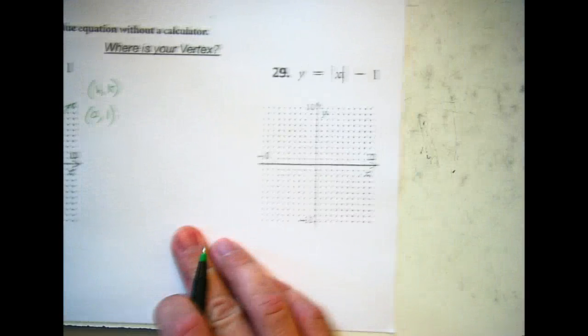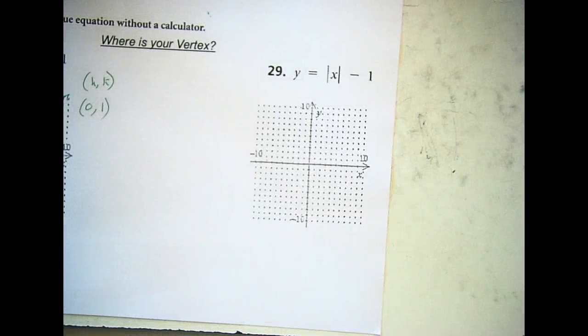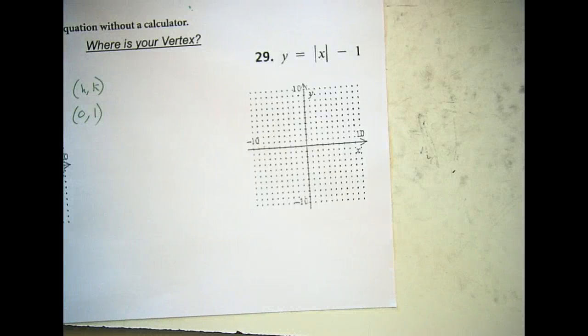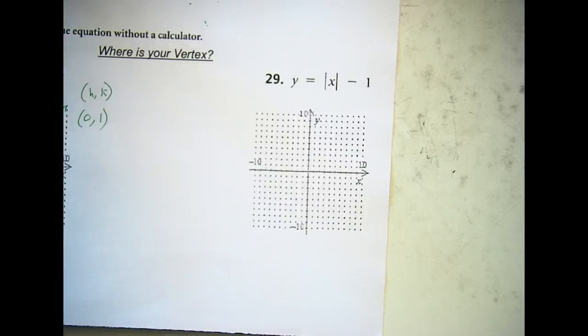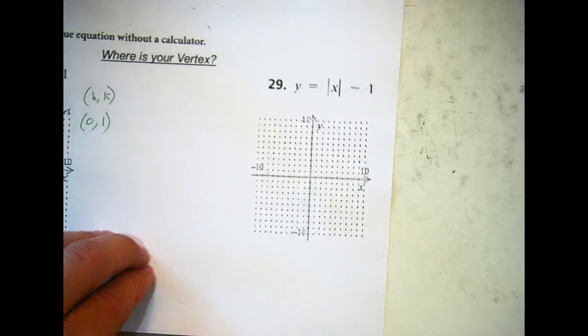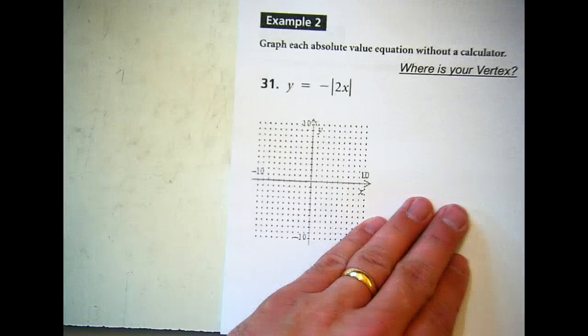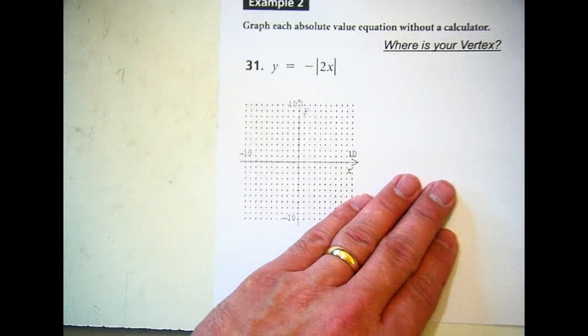Tell your neighbor how 29 would differ. It shifts down 1 on the y-axis from the origin. Okay, so it's going to be down at negative 1. So the vertex is going to change. Oh, shift down. All right. I want everyone to try number 31 now.